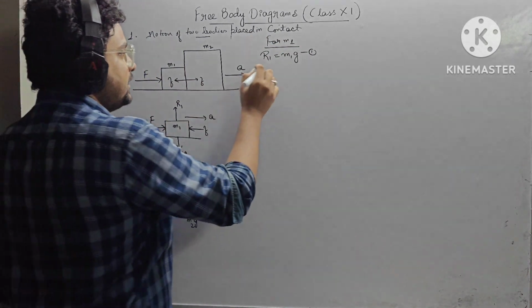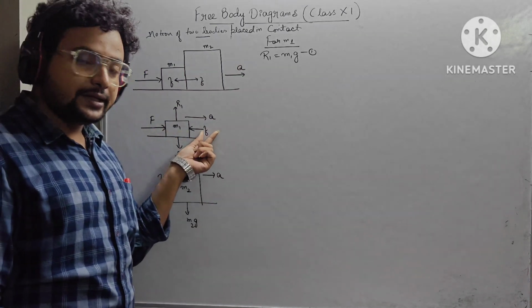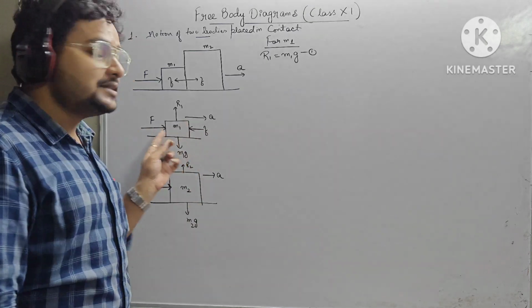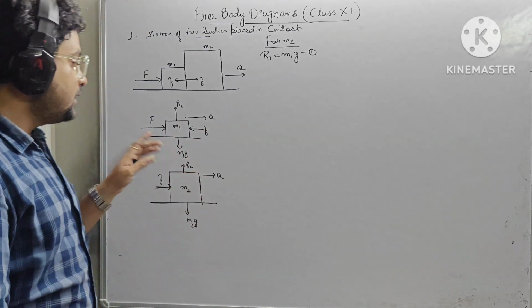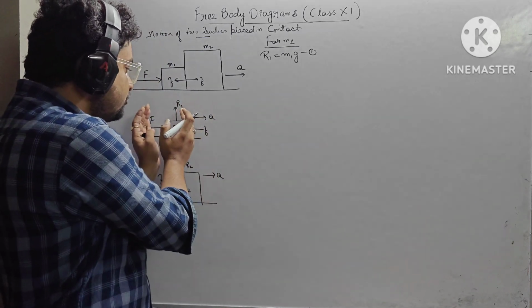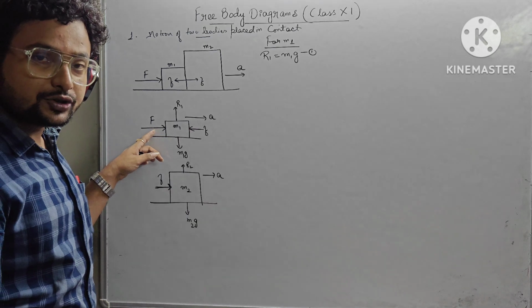In the horizontal direction, you see capital F is acting, small f is acting. Now, which one is greater? The body is having a movement in this direction. So, of course, this one has to be greater.